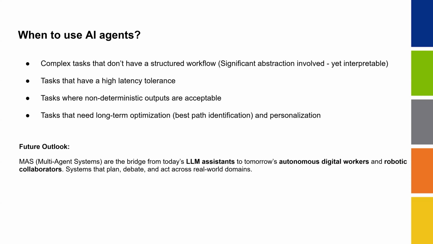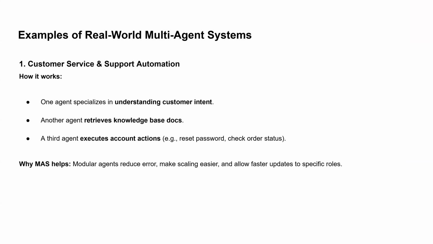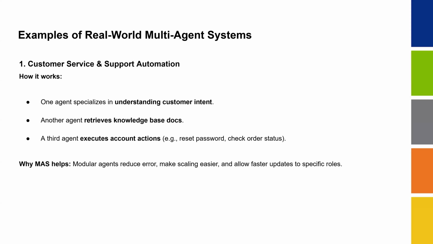So, future outlook: multi-agent systems are the bridge from today's large language model assistants to tomorrow's autonomous digital workers and robotic collaborators. So systems that plan, debate, and act across real-world domains. These are the ones which we see in the industry today, and we'll see more of it in 2026 and 27. Moving on. Here are some real-world multi-agent system examples.